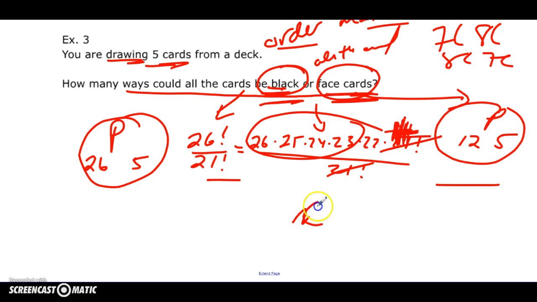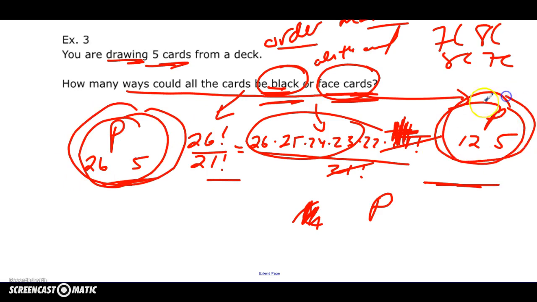Well, we can work this out. Why don't we do this? I mean, I meant to do this. I take it all back. How many different combinations are there of black face cards? Because you've doubled them up now, right? You counted them with black cards. You've counted them here with face cards. I can't believe I did this on purpose.